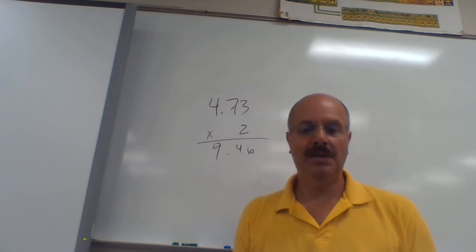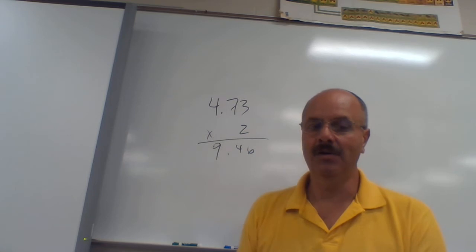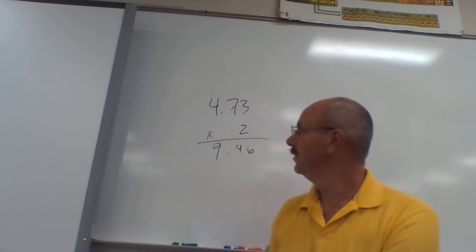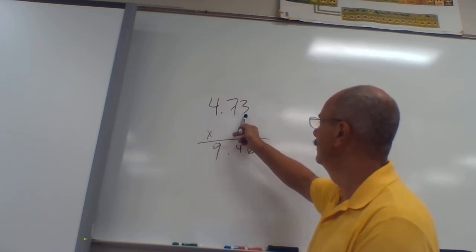Well, this time I'm looking at significant figures. Oh gosh, now I've got to think back to those rules in the previous video. This is not digits to the right of the decimal. How many significant figures does this guy have? 1, 2, 3.